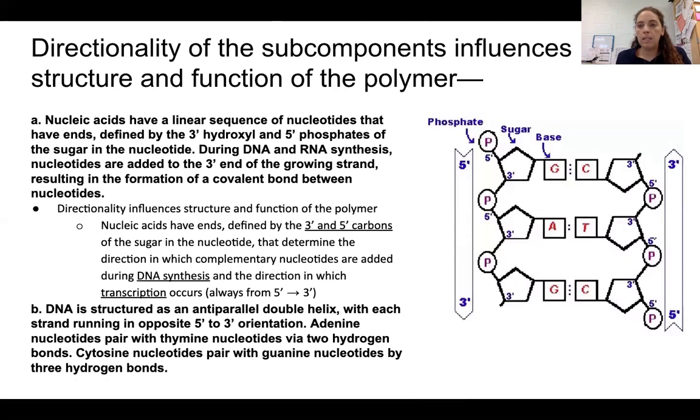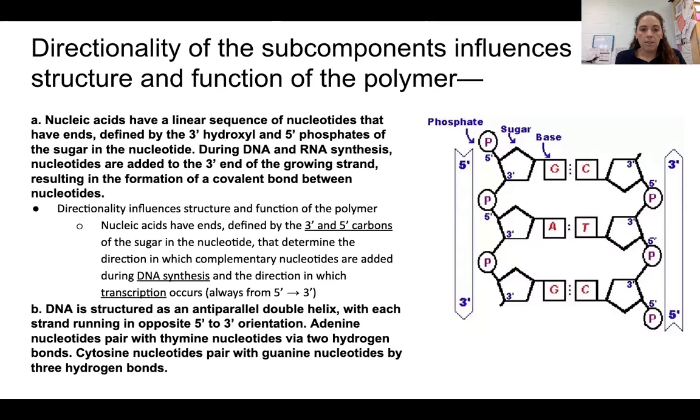We'll get into DNA synthesis closer to genetics. That'll be a whole other unit. This directionality influences the structure and the function of the polymer. In the case of the nucleic acids, they're defined by their 5' and 3' ends, and that's going to determine which of the complementary nucleotides are added during DNA synthesis. This will also become important when we talk about transcription later on, which always occurs from the 5' to 3' end. You can think of these shapes as one being right side up and the other upside down. So when we get into the enzymes involved in that process, the shape becomes important.